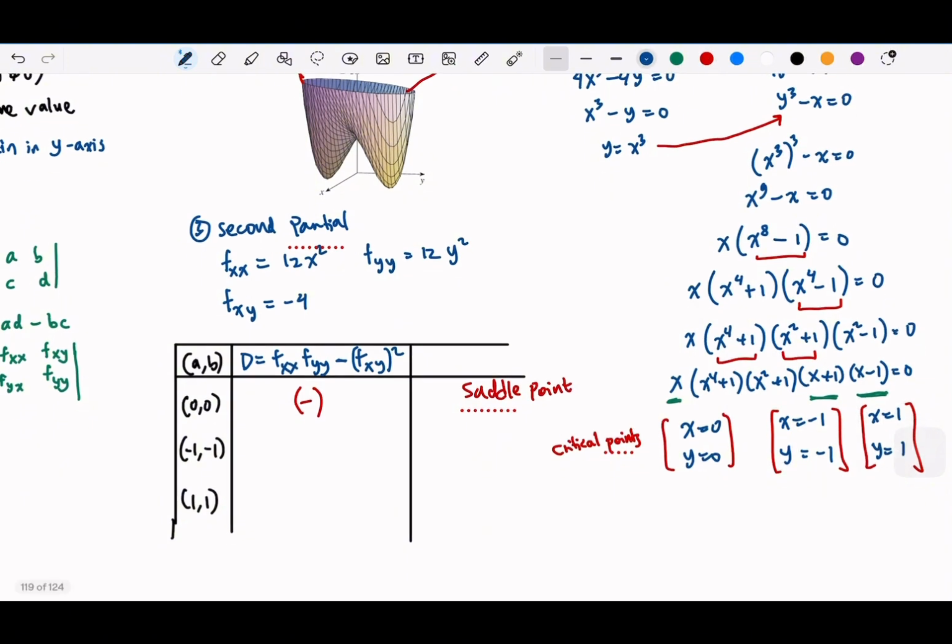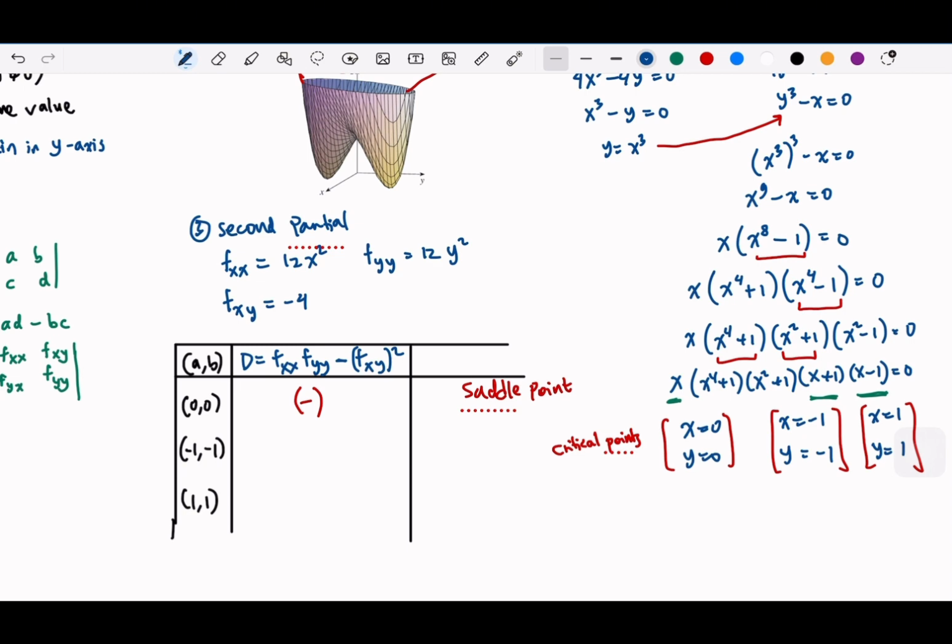Okay, now check (-1, -1). This will be positive 12, also 12, and then multiply, 144, positive. And then minus 4 squared, so this becomes 16. So positive 144 minus 16, it's positive. Still positive. So we need to have an evaluation on the partial xx. The partial xx is 12x squared. We check negative 1, it becomes positive, right?